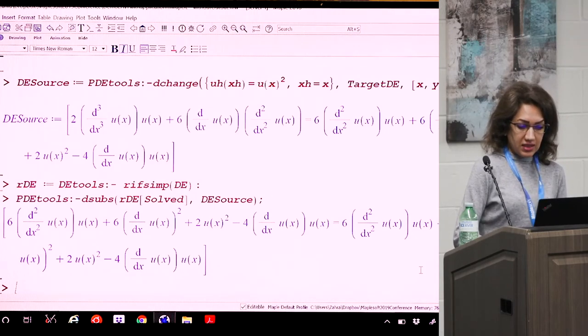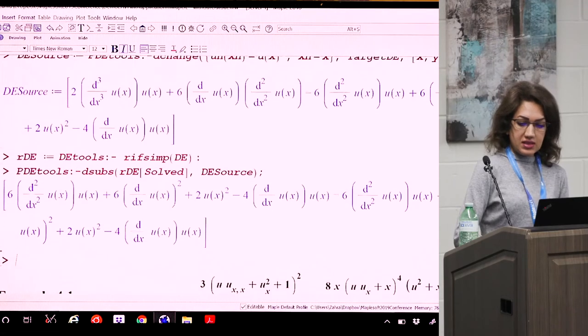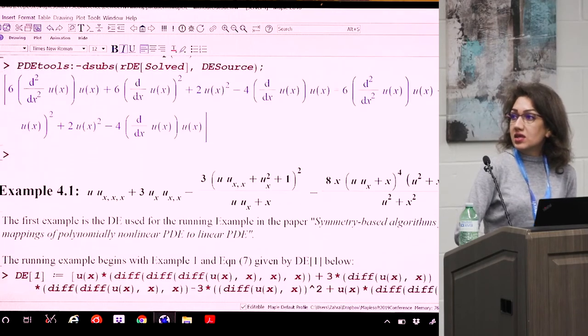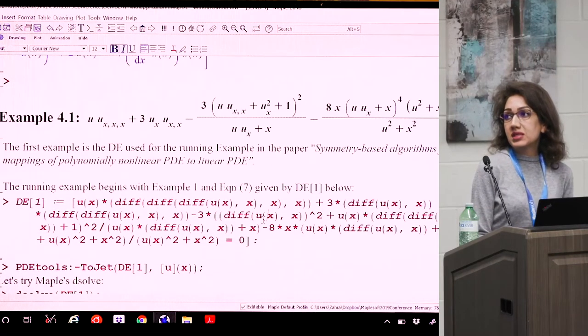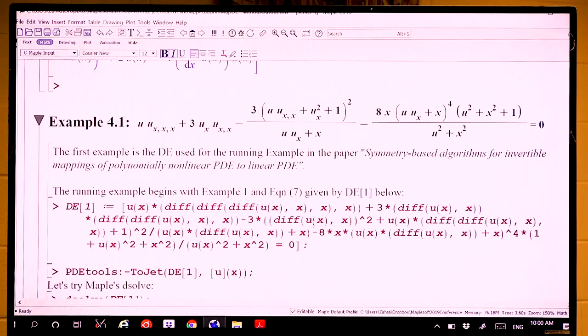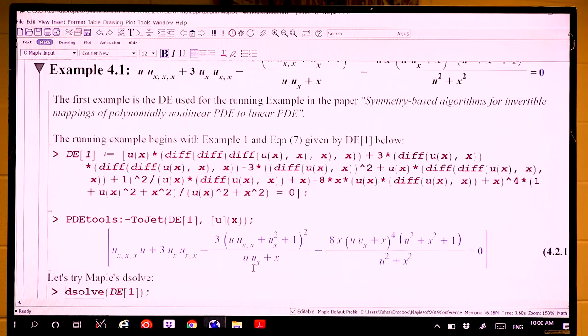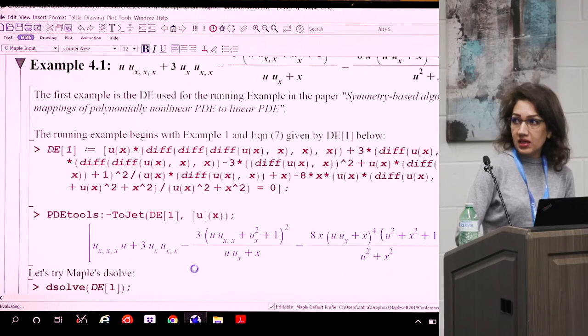And we have the other example, and that's this one. The dsolve is not successful. To solve this one, we use this example, and this is the running example in our paper, and we go through all of the steps of MACDE with this example. We have this equation. This is a nonlinear differential equation, and dsolve yields nothing. Still working on that? No, we don't have any.